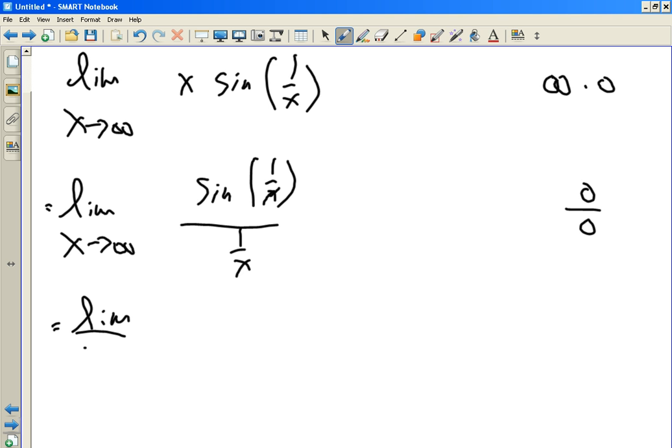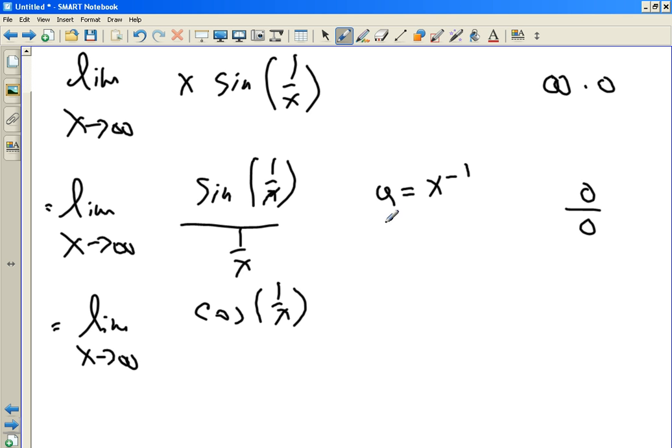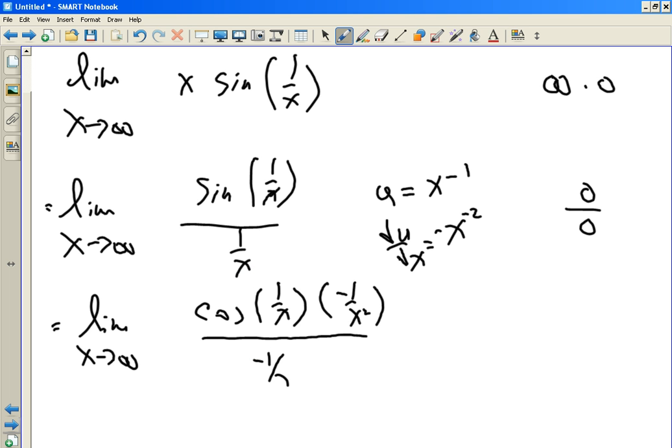Okay, so do it. What's the derivative of the top? Whoops, what did I do? Yeah, what's the derivative of the sine of u? It's cosine u du dx. Chain rule. What's the derivative of the inside? The inside u is x to the negative 1. So du dx, the chain rule, is negative x to the negative 2, otherwise known as negative 1 over x squared. Over, well wait, derivative of this. Didn't we just do it? So what is it? Negative 1 over x squared.